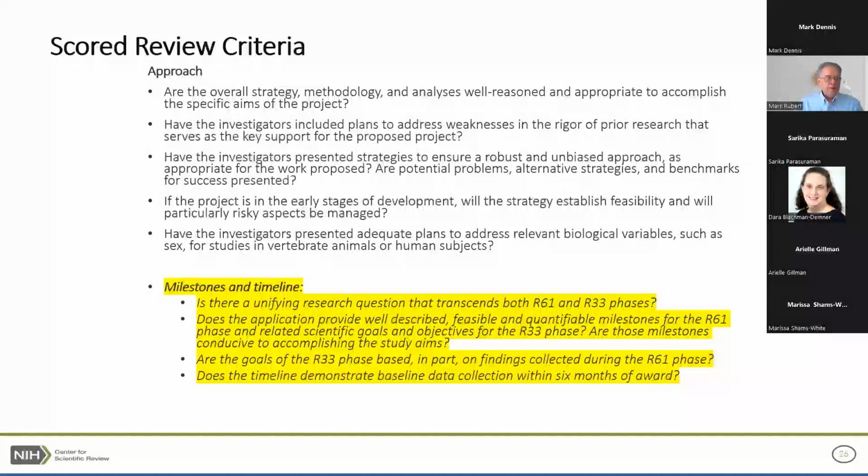For the R61 part and the R33 review for this particular PAR, we will be asking, is there a unifying research question that transcends both the R61 and R33 phases? As we've mentioned several times, we'll be looking for those milestones. Are the milestones well specified? Are the milestones conducive to establishing the study aims? Will be questions for the reviewers to evaluate. We'll be looking at the phase-based goals of the R33 and whether or not the R61 findings are used. And of course, as Sharika mentioned before, there is a 6-month piece that we're expected to evaluate as well. Next slide, please.